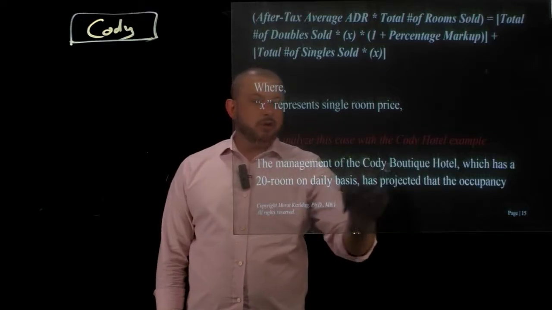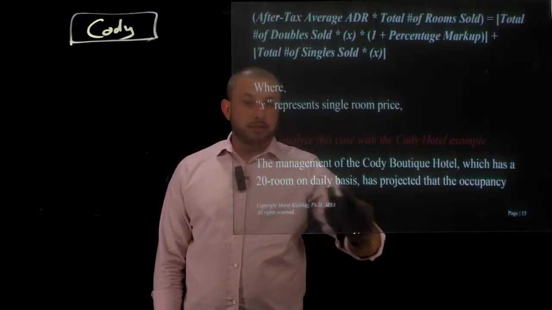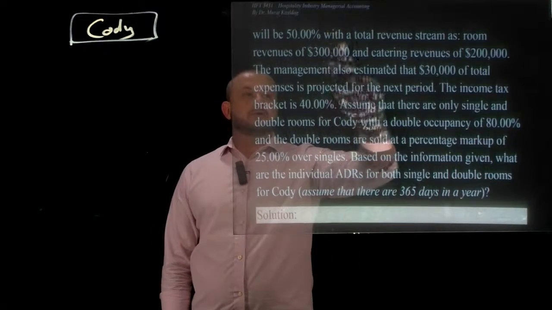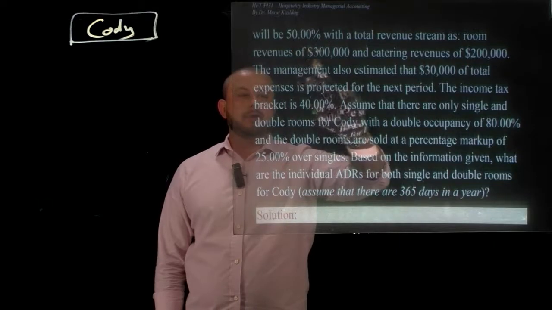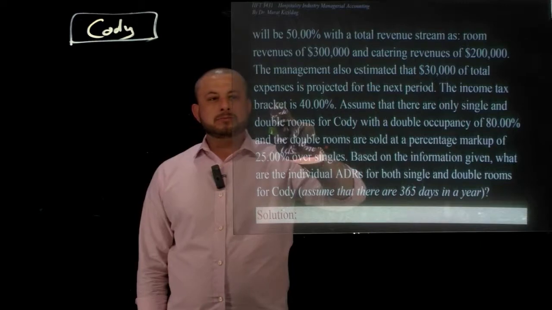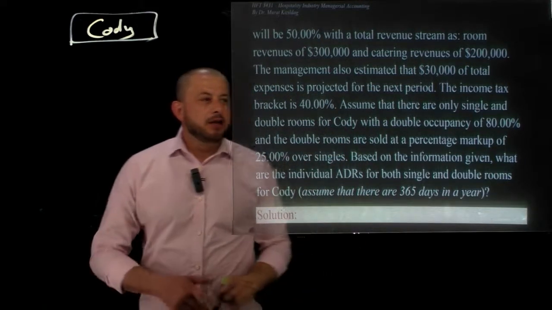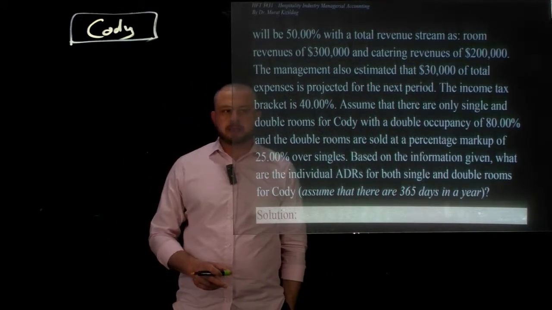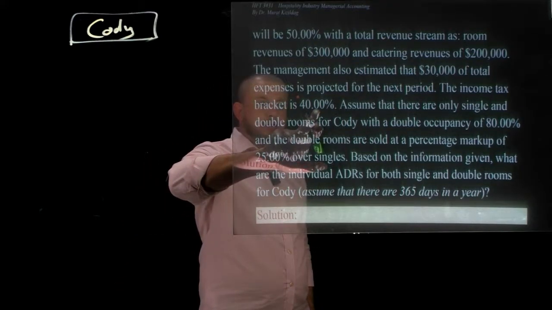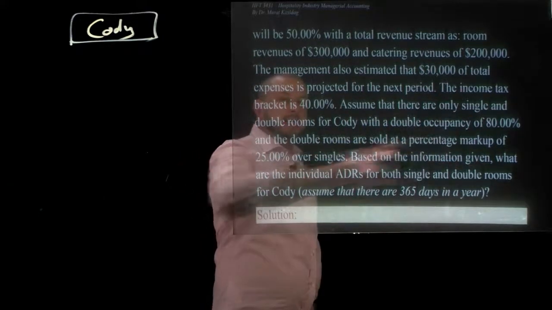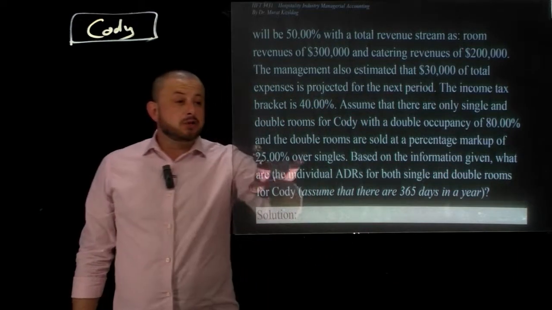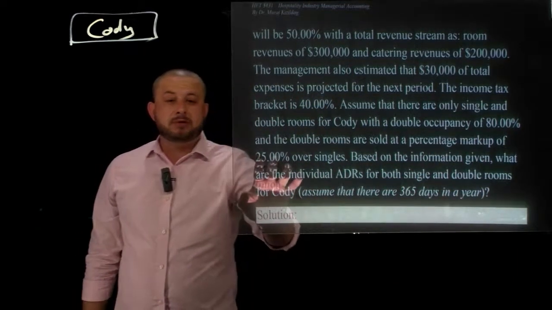The management of the Cody Boutique Hotel, which has 20 rooms on a daily basis, has projected that the occupancy will be 50% with a total revenue stream as room revenues of $300,000, catering revenues of $200,000. The management also estimated that $30,000 of total expenses is projected for the next period. The income tax bracket is 40%. And assume that there are only single and double rooms for Cody with a double occupancy of 80%, and the double rooms are sold at a percentage markup of 25% over singles.